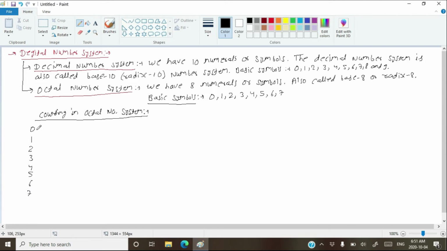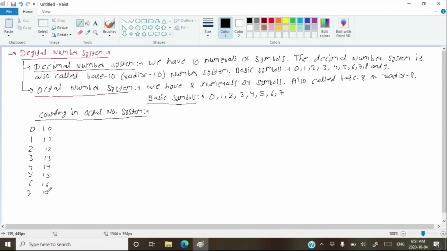When you finish all your basic symbols, you start repeating the basic symbols and you start writing 10, 11, 12, 13, 14, 15, 16 and 17. You notice here in the octal number system 10 comes after 7 because there is no symbol called 8 or 9. Therefore after 7 comes 10, and then you start repeating the various digits followed by 1.